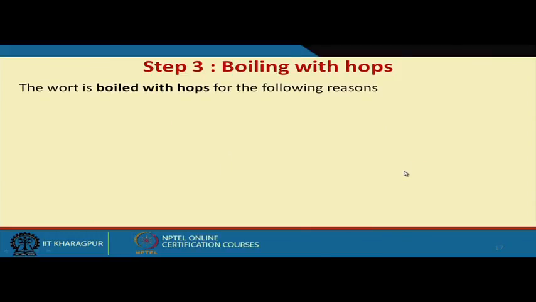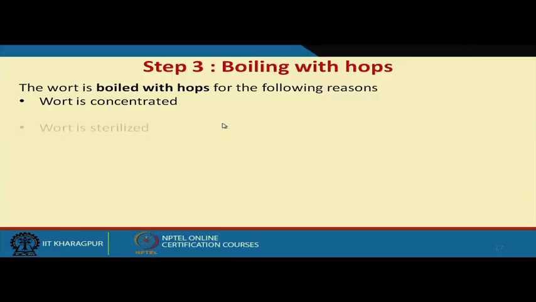Now boiling of hops, which I mentioned in the last lecture, is a very important step as far as the beer making industry is concerned. The main purpose of boiling of hops is that the wort is concentrated: when you boil it, water evaporation takes place, which causes it to concentrate, and also the wort will be sterilized, so if there are any contaminants present, they will be killed. Then it inactivates the enzymes, because the enzymes produced during the germination process or used during the mashing process will be inactivated.